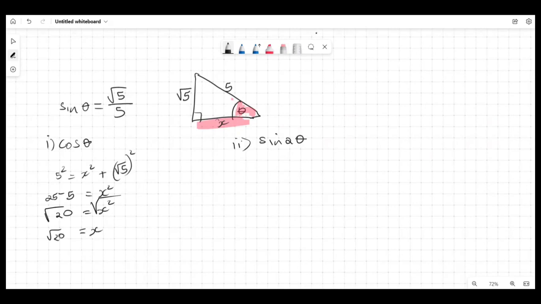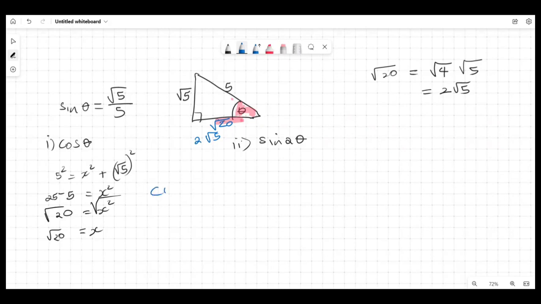I can write the root of 20 in other ways. You understand? You can write it as root 4 times root 5. The root of 20 can be written as root 4 times root 5, and root 4 is 2, so 2 root 5. So it can be the root of 20, or you could put 2 root 5 for it. It's okay. Before, you can now find the cosine, which we're going to do.